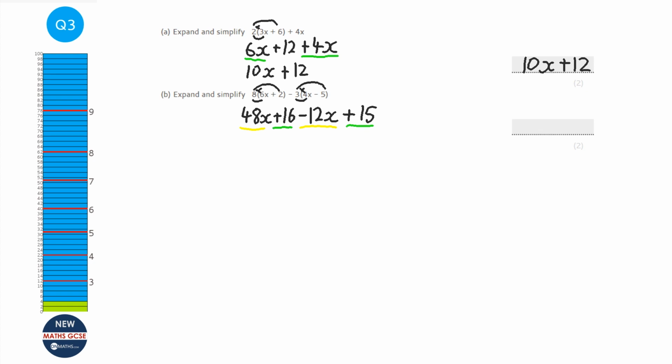So we want to do 48 take away 12, or 48x take away 12x. So if we take away 2, it's 36. If we take away 10, it's 36x. Then we want to do 16 plus 15. Well, 15 plus 15 is 30. So that's going to be 31. So the answer is going to be 36x plus 31. Now the most common mistakes are for that bit there, this bit here. Sometimes students will write down negative 15.